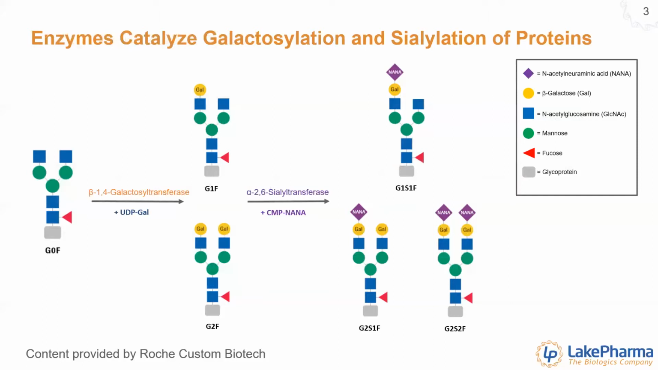That will result in G1F and G2F by the first enzyme, and G2S1F, G2S2F, and G1S1F with the second enzyme. What you see on the right side of the diagram is that different levels of galactose and sialic acid can be added. Note that sialic acid can only be added after the galactose is added. And the enzymatic reaction efficiency will determine the glycosylation profile of the glycoprotein.